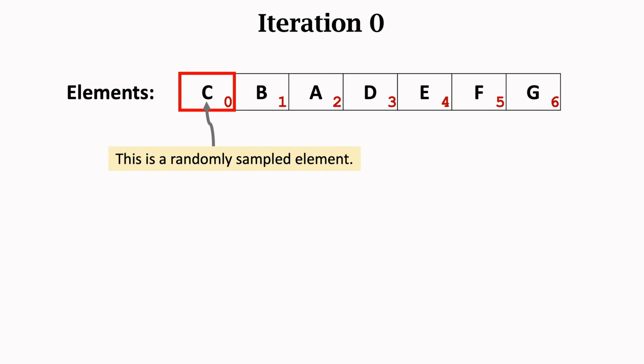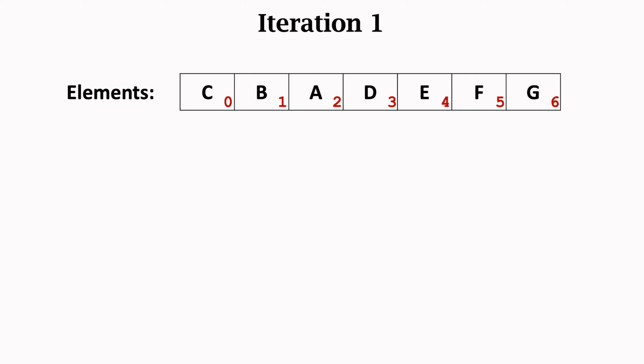The current element in the 0th position is a random sample. Each of the 7 elements could become the 0th element. The chances are all 1 over 7. Fix C as the 0th element. We will not change it.